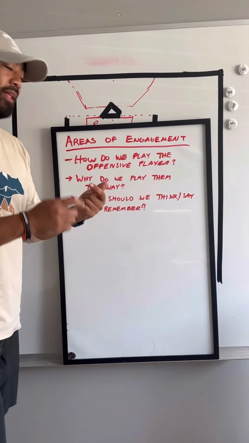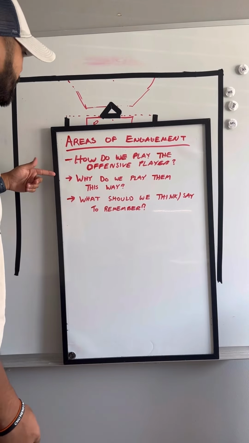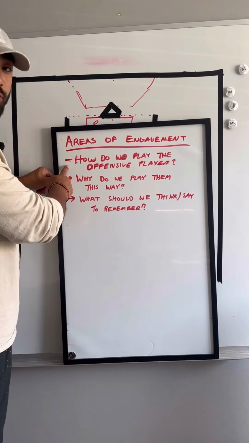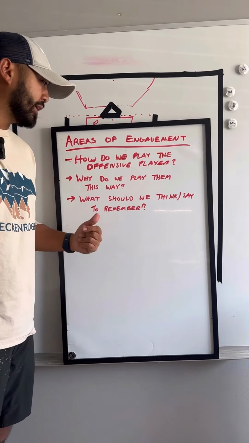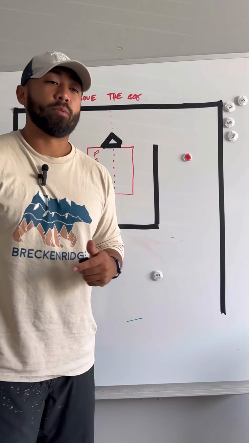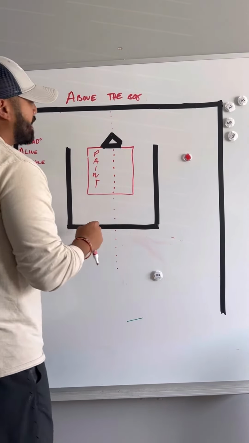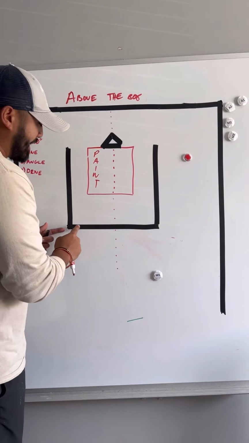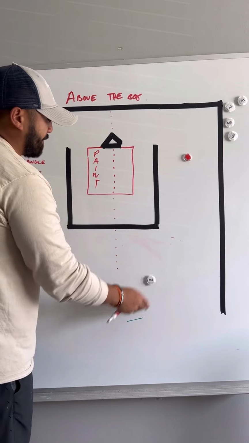And hopefully by the end of this video series, you'll understand and know the answers to how do we play the offensive player, why do we play them this way, and what should we think or say to remember how to play these guys. The first area of engagement we're going to talk about today is how to defend an offensive player from above the box. And what that means is any dodge that happens above this restraining line right here. So typically a midfield dodge.